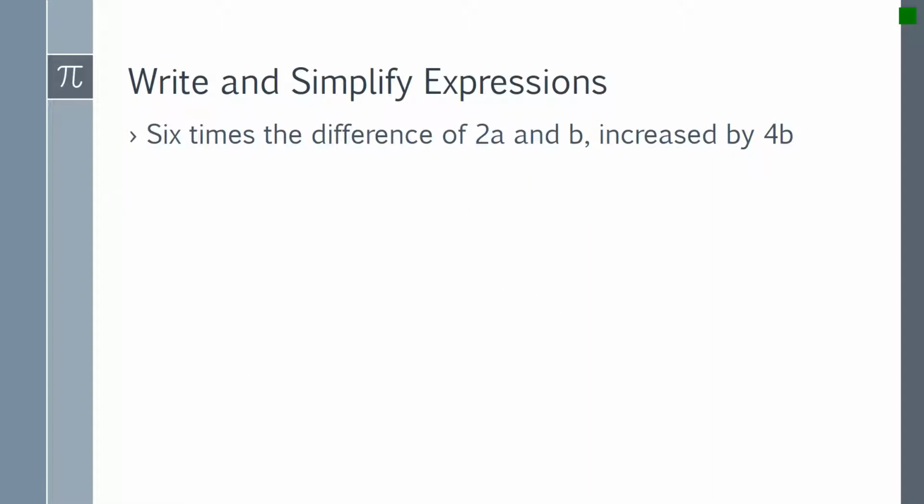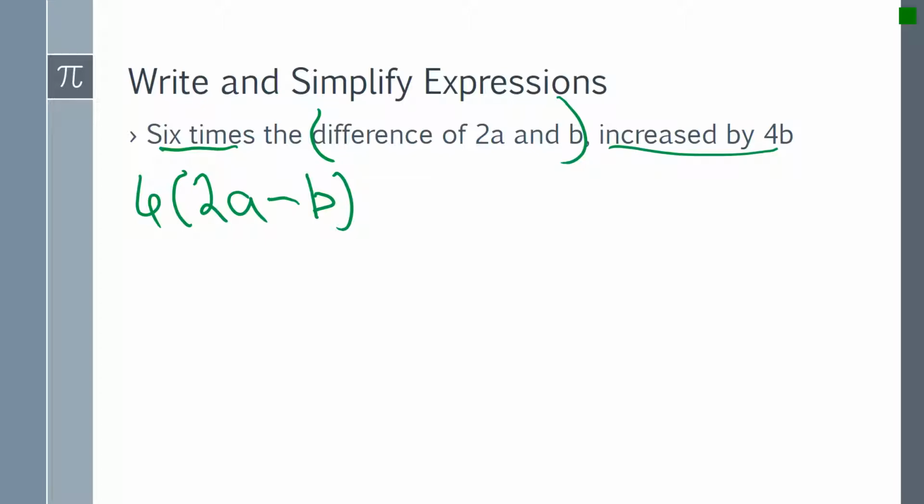All right, we've done it. Okay, well, let's tackle one more. So here we got a verbal expression. It says 6 times the difference of 2a and b increased by 4b. Let's see. So we got 6 times what? The difference of 2a and b. So we got 6 times 2a, and we're asked to do the difference. So that's 2a minus b. And then the last part is just simply increased by 4b. So increased is just plus. So over here we got plus 4b.